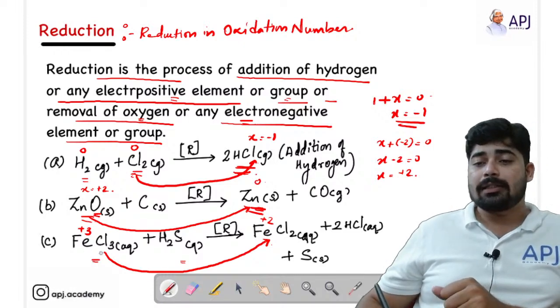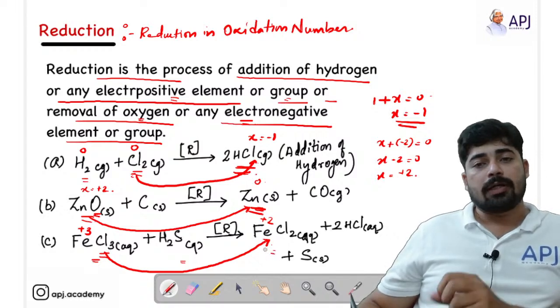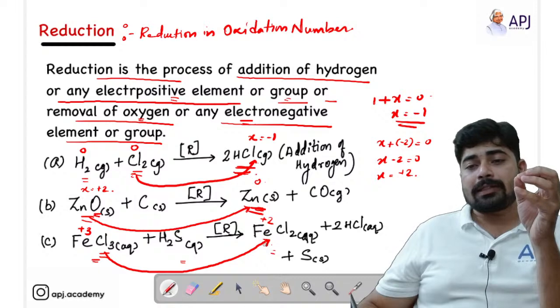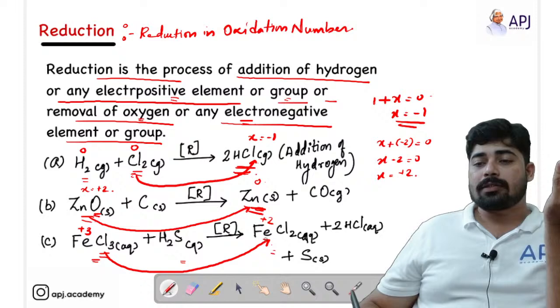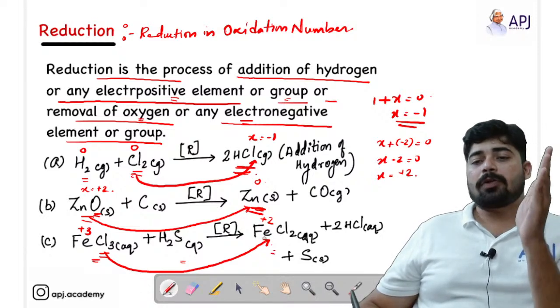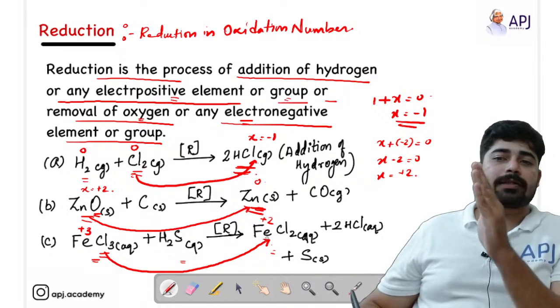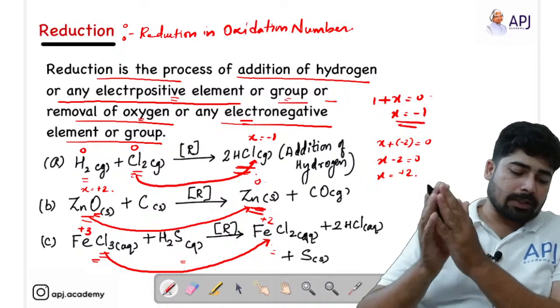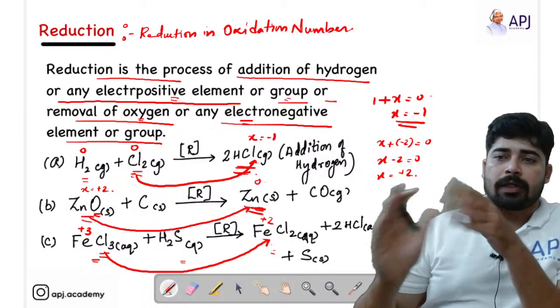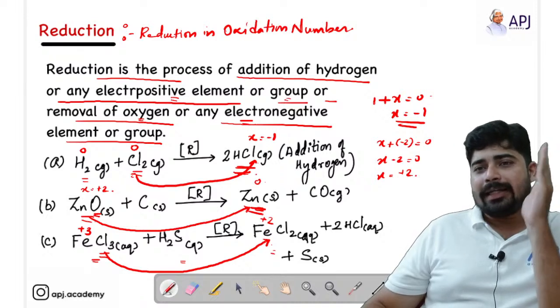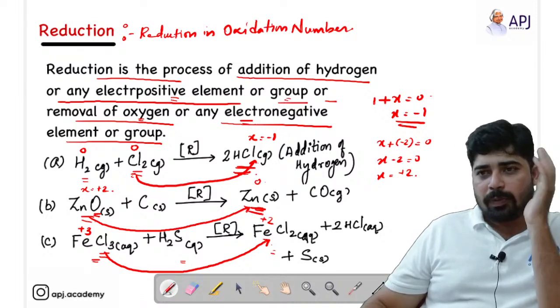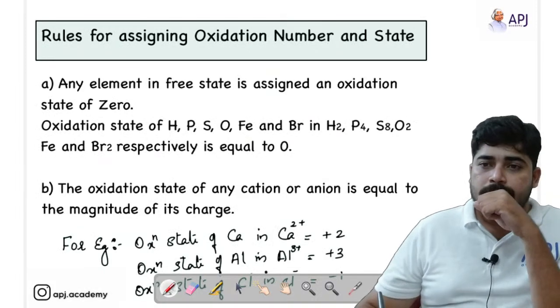Since you can see that in the reactant there are 3 Cl, but in the product there are only 2 Cl. That means Cl is an electronegative element. If you are removing the electronegative element from an atom, the oxidation number decreases. That means removal of an electronegative element is the process called reduction. So this is the definition of the reduction process. We have explained in detail what is oxidation.